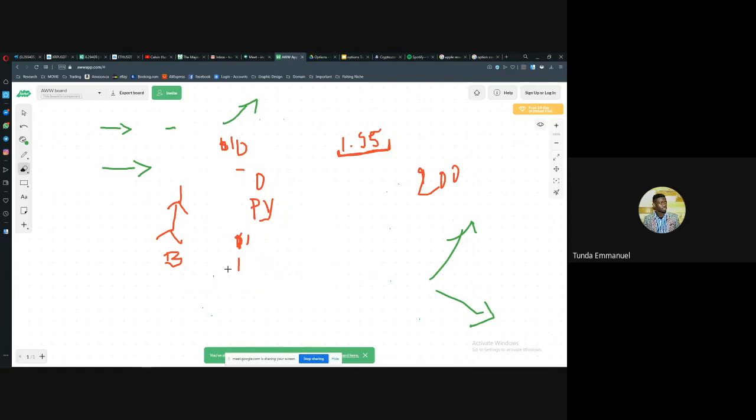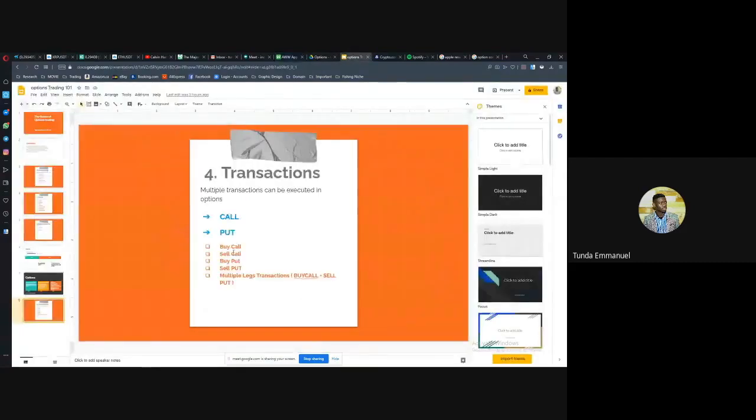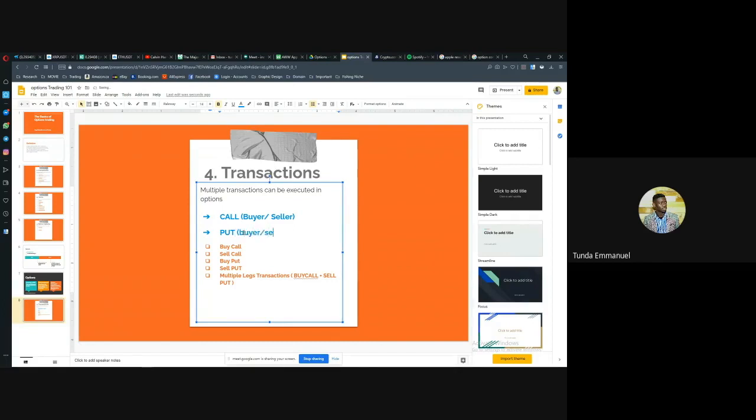Now, another thing is that you can be different things in that contract. You can be the buyer for the call, or you can also be the seller. So these are the two things that you can be for the specific action. You can be a buyer or you can be a seller. And for the puts, you can also do the same thing. You can be a buyer or you can be a seller.